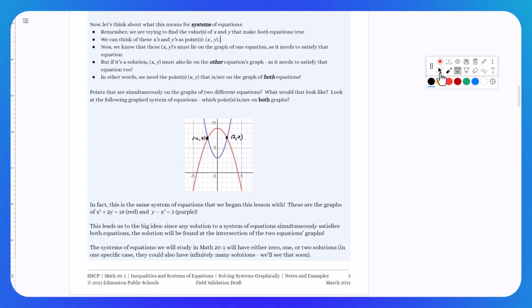So this leads us to a big idea. Since any solution to a system of equations simultaneously satisfies both equations, the solution will be found at the intersection of the two equations' graphs. Now, the systems of equations we will study in Math 20-1 will either have 0, 1, or 2 solutions. In one specific case, they could also have infinitely many solutions, and we're going to be looking at that too soon. So let's keep going.